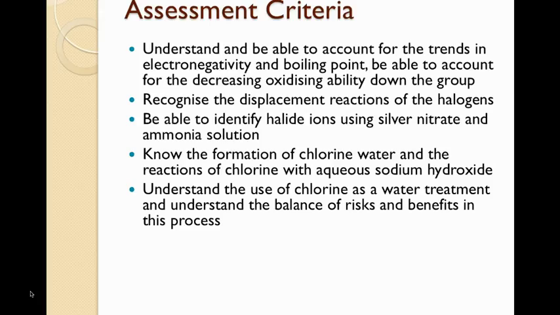The assessment criteria for the halogens is to understand and be able to account for electronegativity and boiling point trends as well as oxidizing ability trends, recognize the displacement reaction of the halogens, be able to identify halide ions using silver nitrate and ammonia, know the formation of chlorine water, and to discuss briefly the use of chlorine as a water treatment.